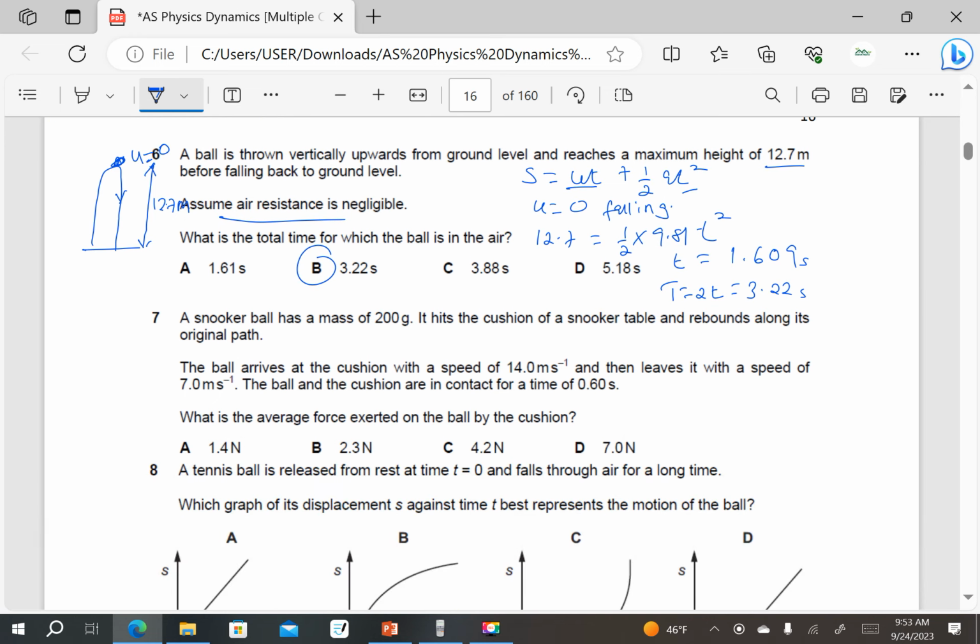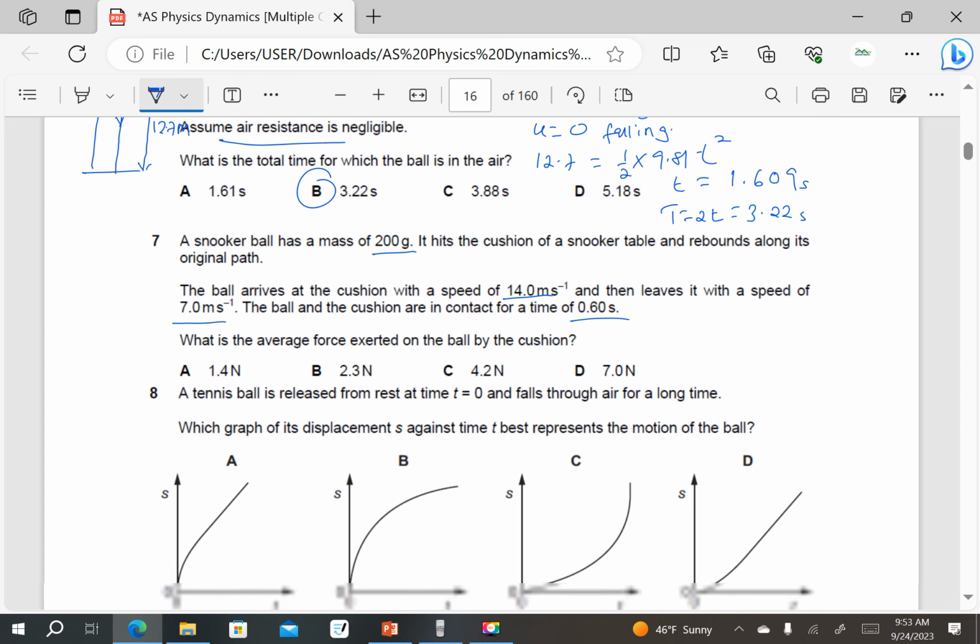A snooker ball has a mass of 200 grams. It hits the cushion of a snooker table and rebounds along its original path. The ball arrives at the cushion with a speed of 14.0 meters per second and then leaves it with a speed of 7 meters per second. The ball and the cushion are in contact for a time of 0.6 seconds. What is the average force exerted on the ball by the cushion? Okay. They're in contact for a time of 0.6 seconds.